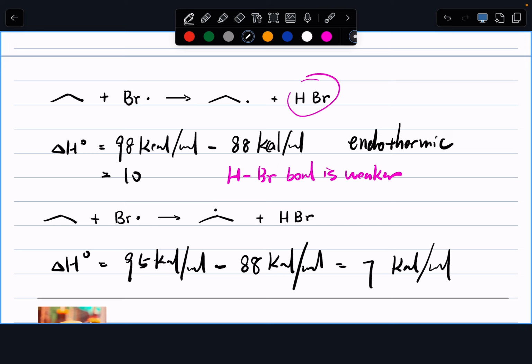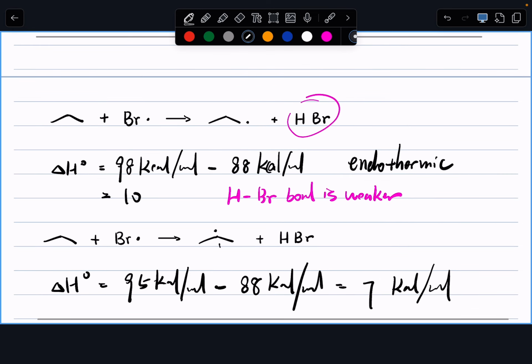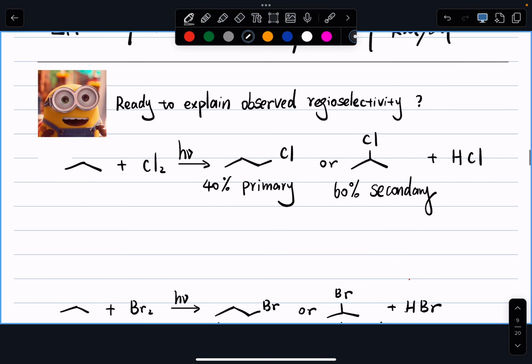So far we have probability, we have thermodynamics. Both thermodynamics are predicting the secondary radical being about 3 kilocal per mole more stable compared to the primary radical. And let's see if we can explain our regioselectivity. All right, let's try it.